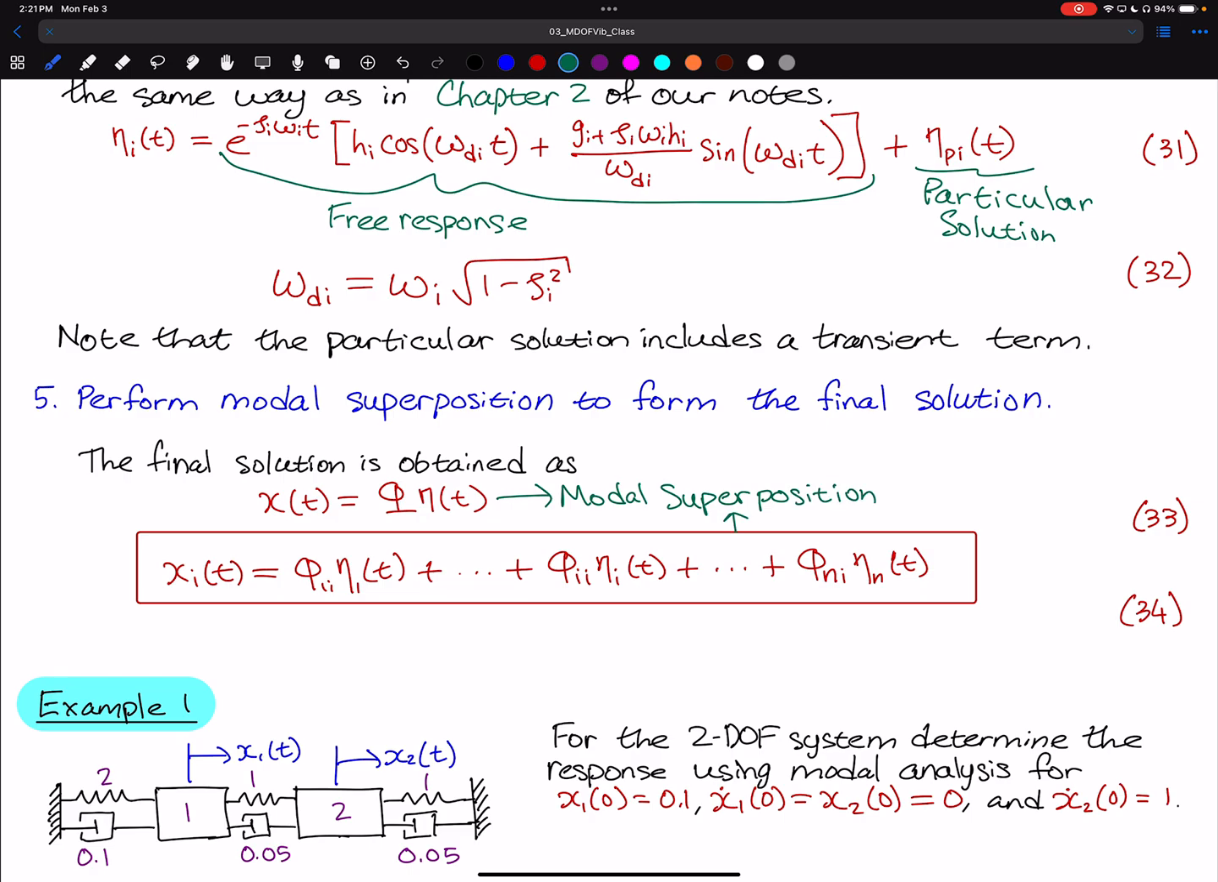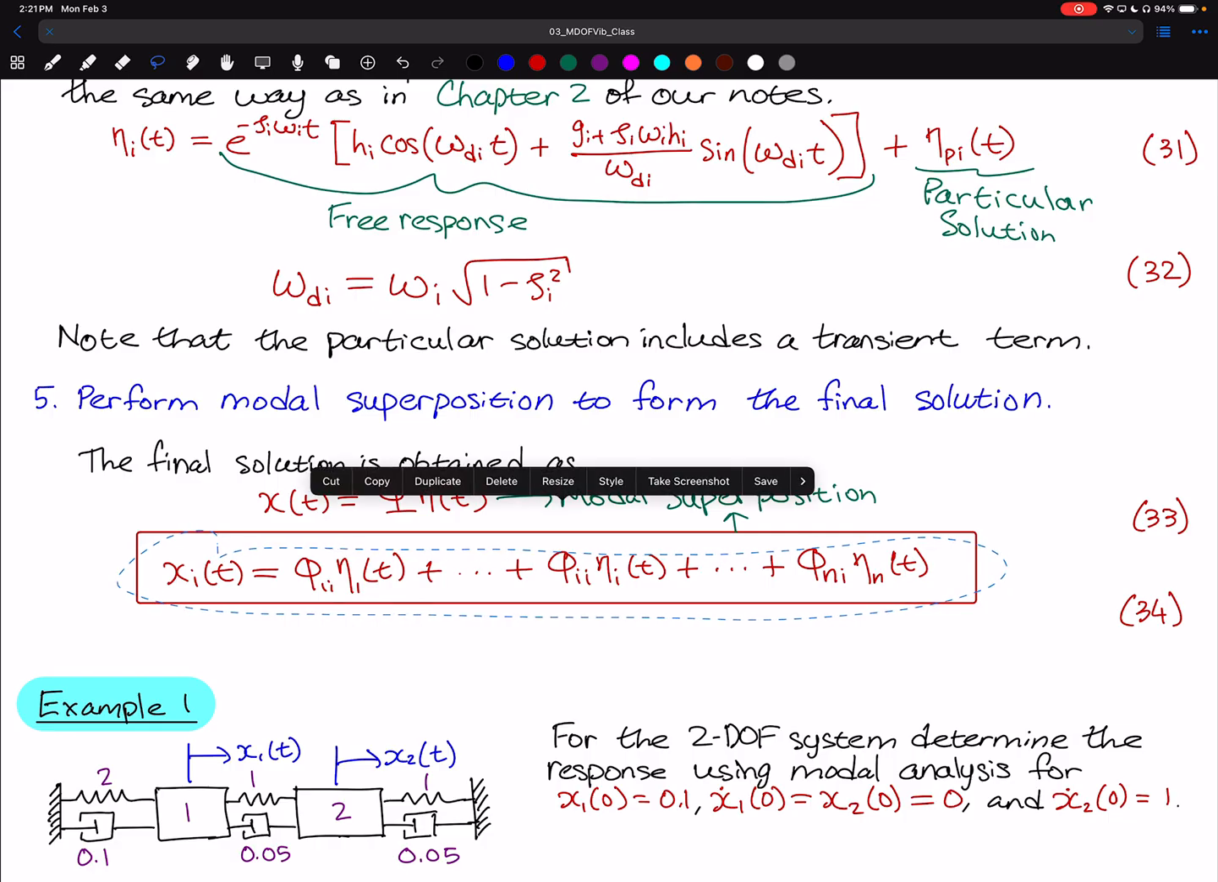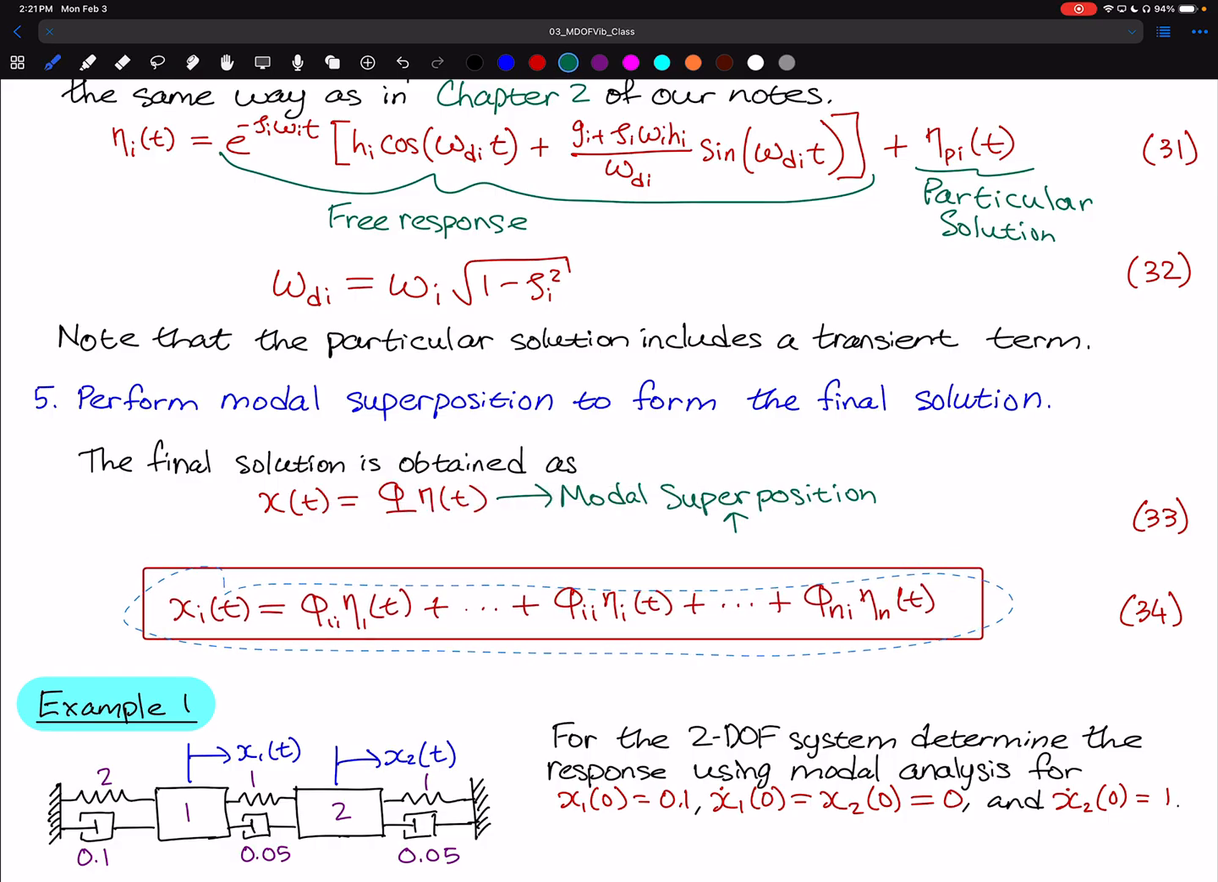So we find natural frequencies, mode shapes, mass orthonormalized. We then go and decouple the equations of motion. We solve the uncoupled equations, and then we use this modal superposition to form the final solution. And that's equation 34.